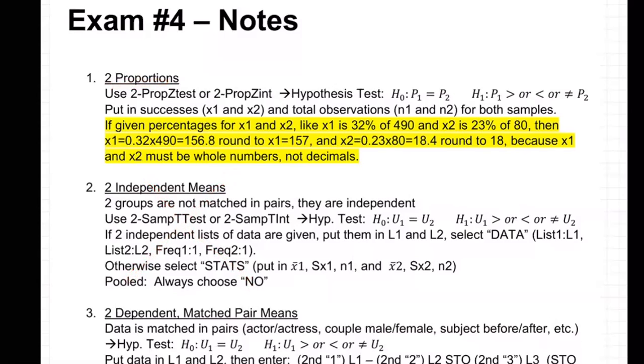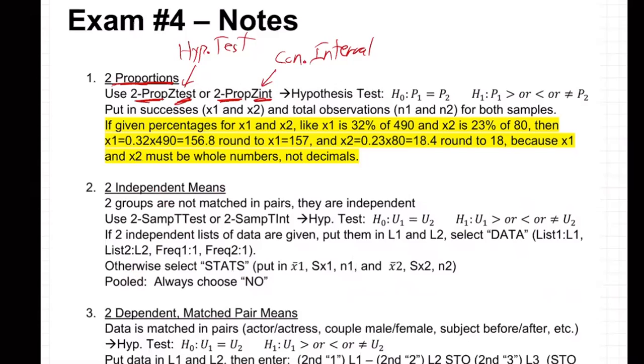If this is proportions, use the 2 prop z test or 2 prop z interval. How do you know which one? Well, this one says test, so it's for a hypothesis test. This one says interval, which we'll do in a minute, so therefore, it's for a confidence interval. Either way, this is what you do for 2 proportions, 2 prop z test or 2 prop z interval.